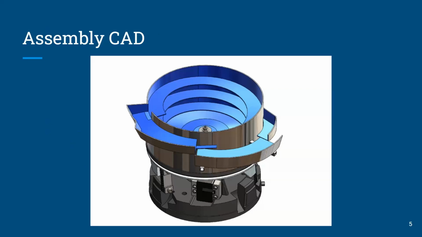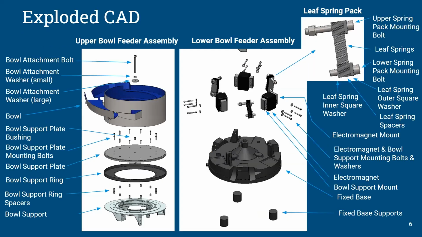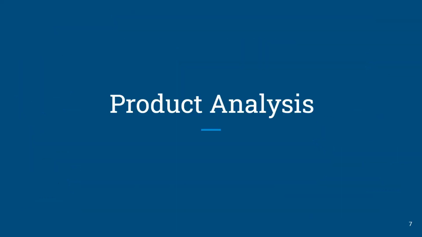This is Ian, and I'll talk about our assembly CAD. Here on the left side, you can see the upper bowl feed assembly. The top section is mainly comprised of the bowl and the bowl support, and the lower part of that is the bowl support piece. On the right side is the lower bowl assembly. From the bottom up is the fixed base supports and the fixed base. And then that connects to the upper bowl with the electromagnets and the spring units. And the spring unit is shown in a breakdown on the right side.